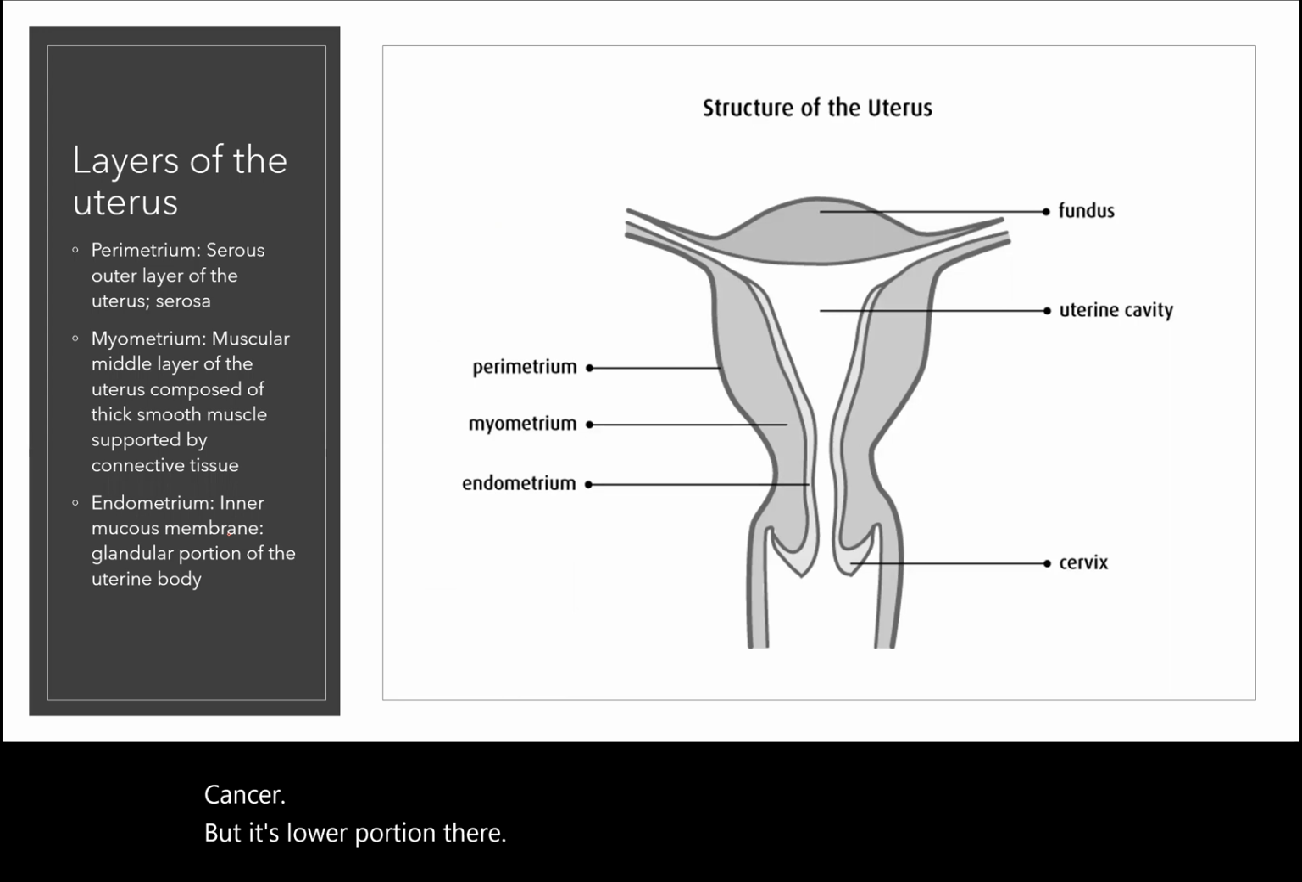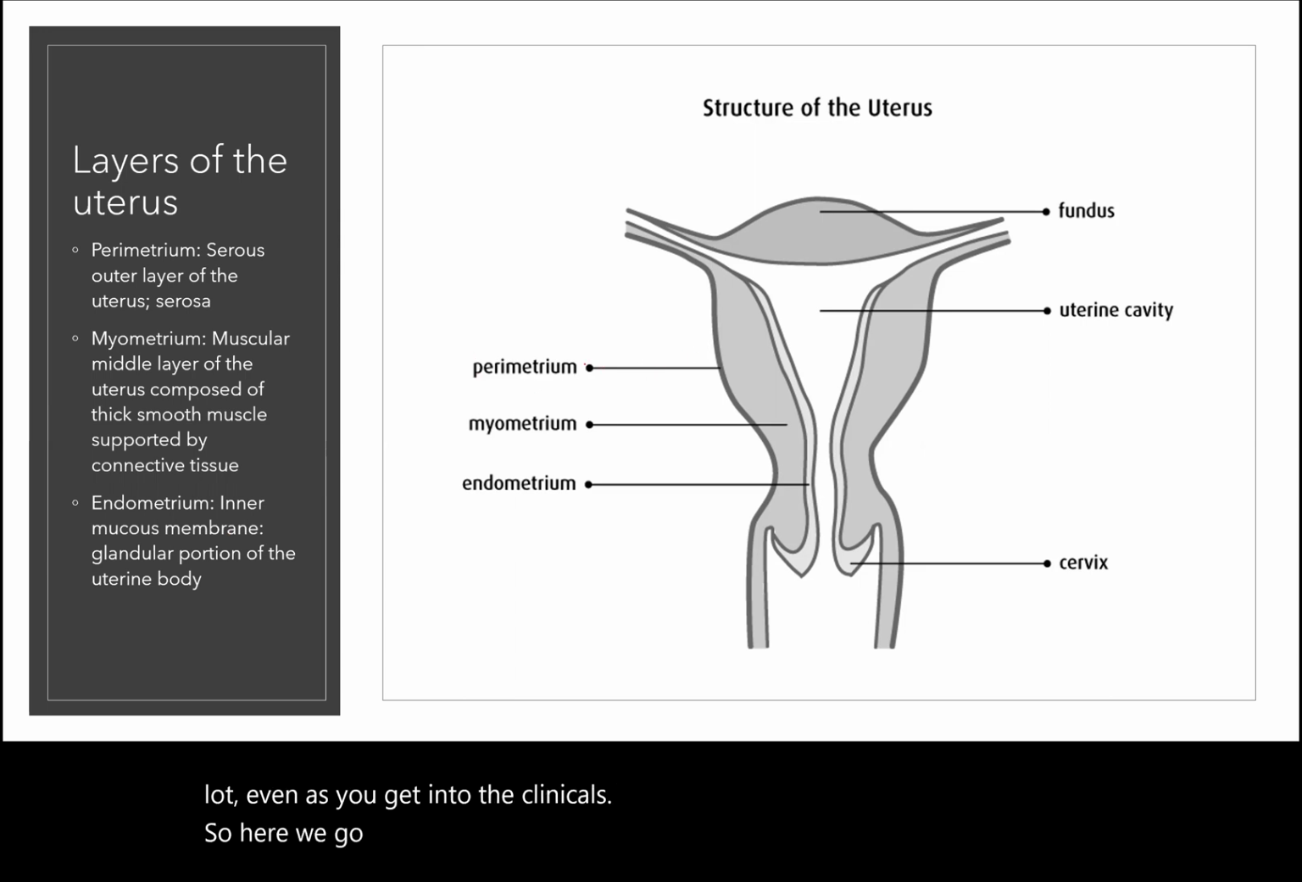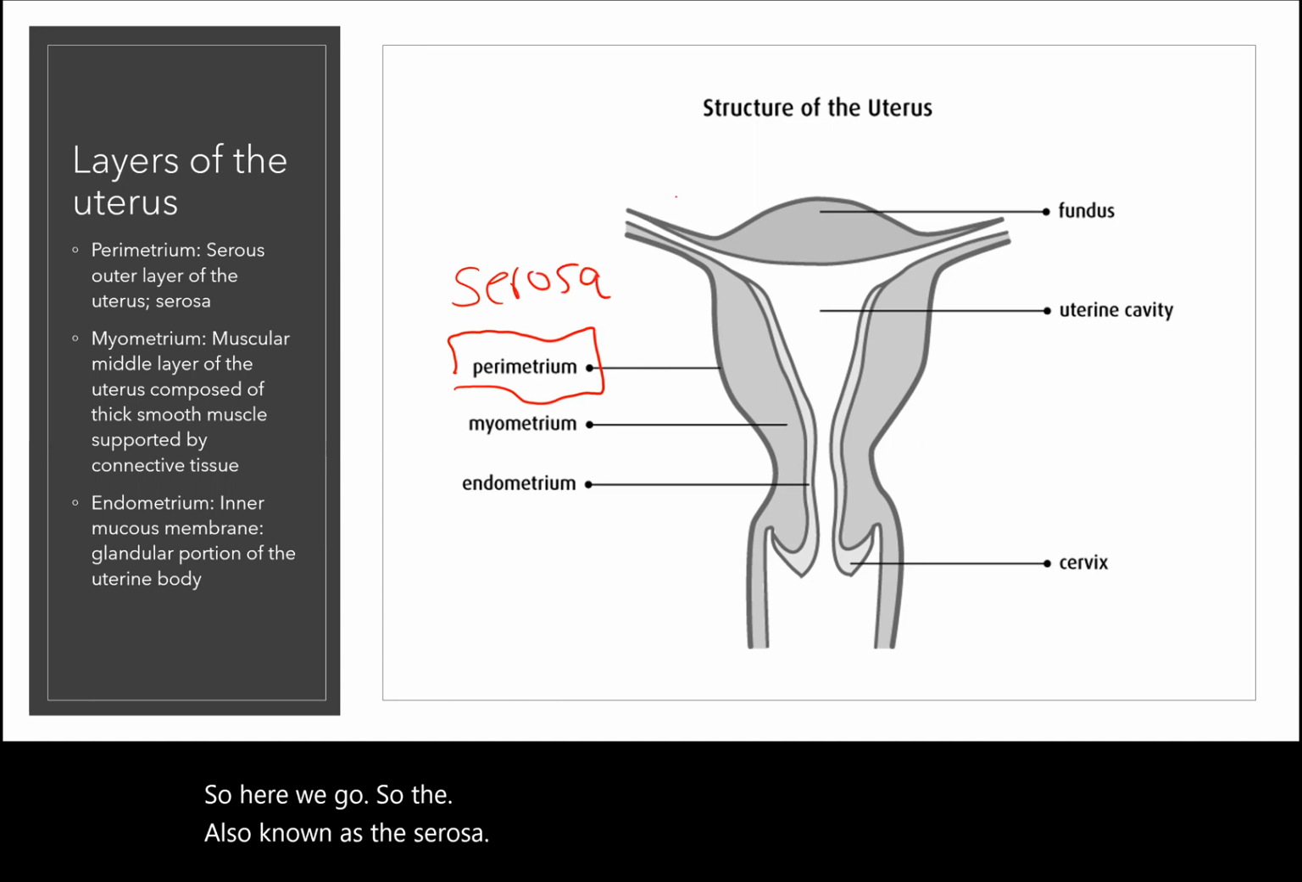Layers of the uterus, huge. This is so important, and I test my students on this a lot, even as you get into clinicals. So here we go. The perimetrium, also known as the serosa, is the outer layer. So it's this outer membrane. The myometrium right here, this thick portion, that's the muscular portion of the uterus. That's the part that contracts during labor.